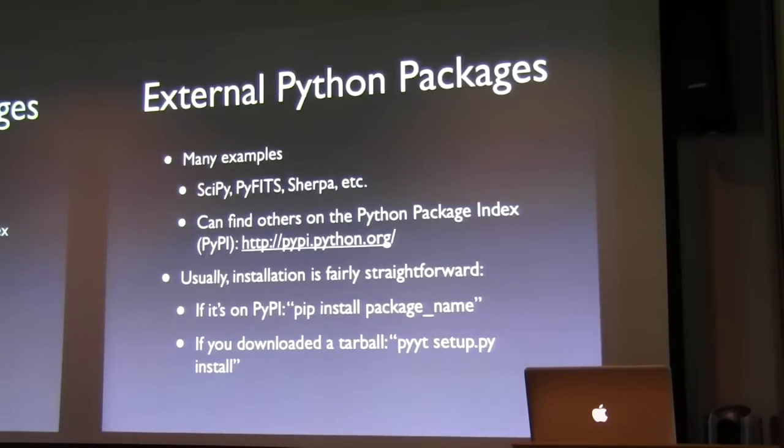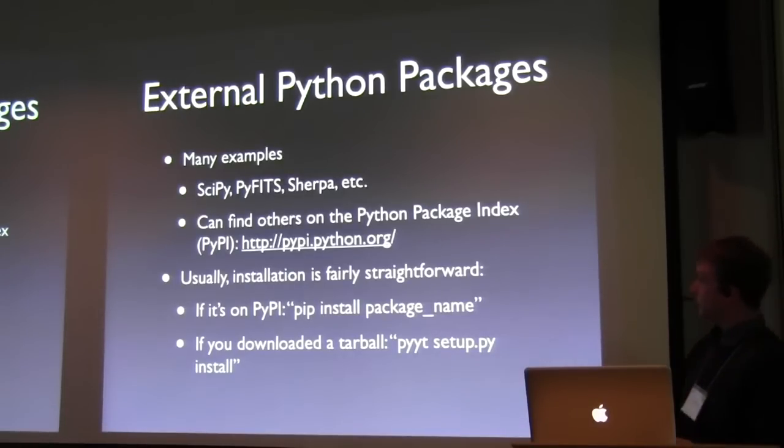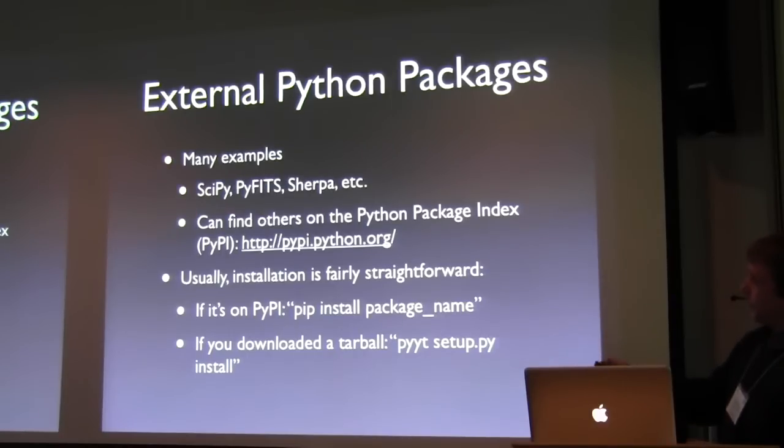So now I want to move on to talk about some other Python packages besides the ones that come with yt, like NumPy and h5py. There's a lot of examples of these things. I'm just going to mention a few of them. I'm going to talk about SciPy, PyFITS, and Sherpa, and then just give an example of how you could use all these things together to get from AMR data to something that you might want to put in a paper. You can find others in a lot of places on the internet.